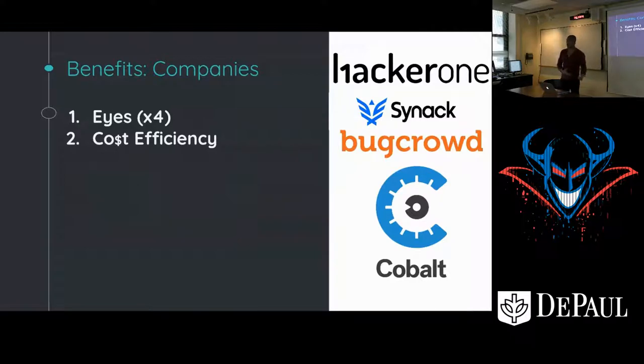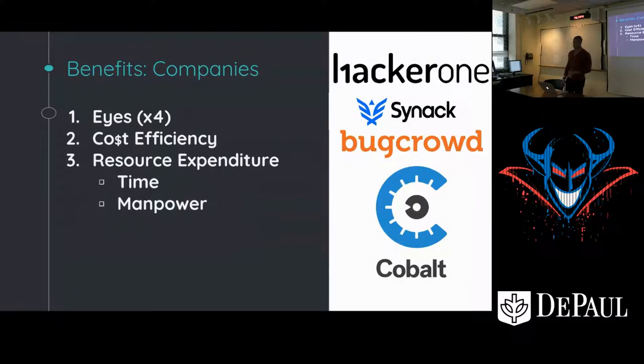And in the event that they do find something, the odds of them having to pay out $100,000 or $200,000 for how many vulnerabilities are actually going to be received as valid, severe, and paid out, very, very slim. So three is resource expenditure, which is broken down into time and manpower.